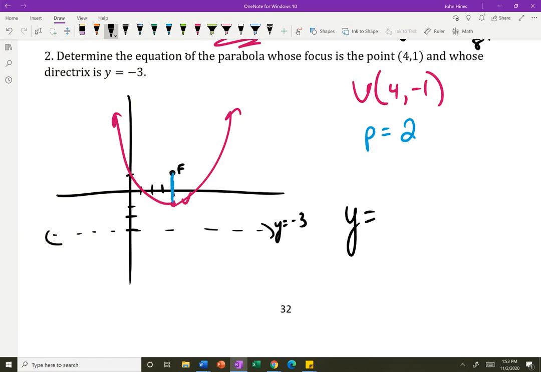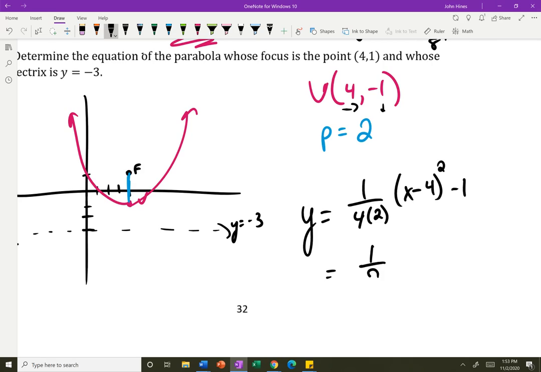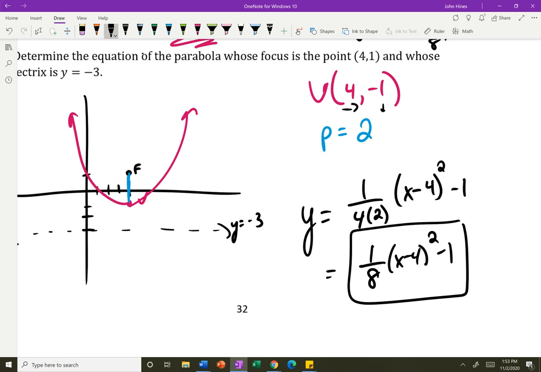My equation is y equals 1 over 4p, and then x opposite: I need to go right 4 and down 1. Make sure you include that squared there because it's a parabola. So 1 over 8 times (x minus 4) squared minus 1. That there is that parabola.